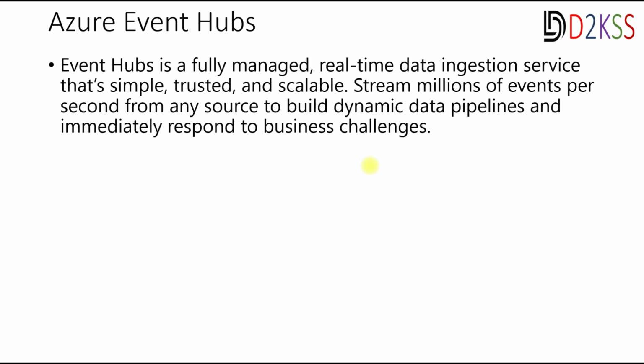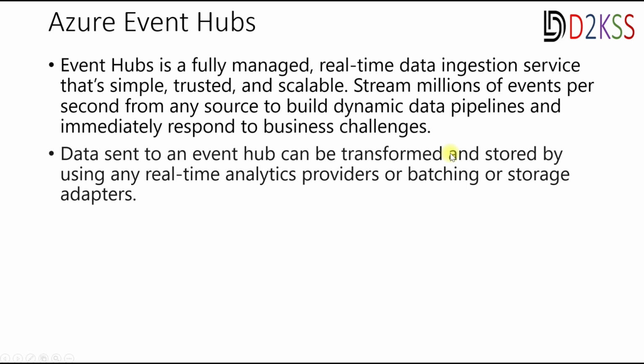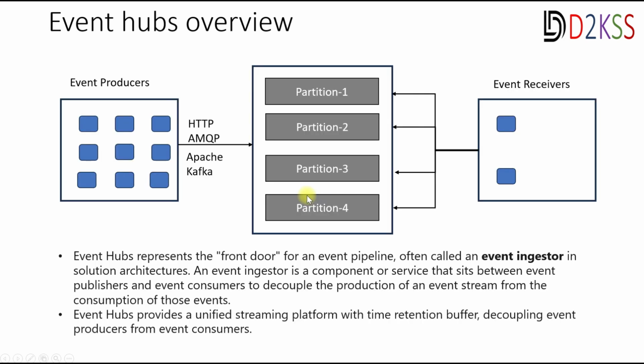So the Event Hub is fully managed, meaning that it is a PaaS service which helps to process real-time data. The Event Hub will take the data from the producers or providers and will transfer the data to the consumers who subscribe to those particular topics. The data sent to an Event Hub can be transferred and stored by using real-time analytics providers or batching or storage adapters. So now we talk about Event Hubs overview.